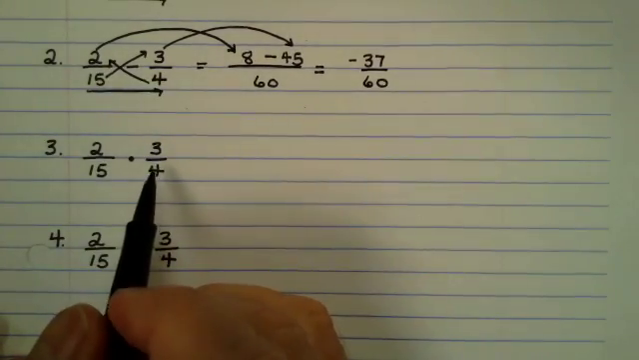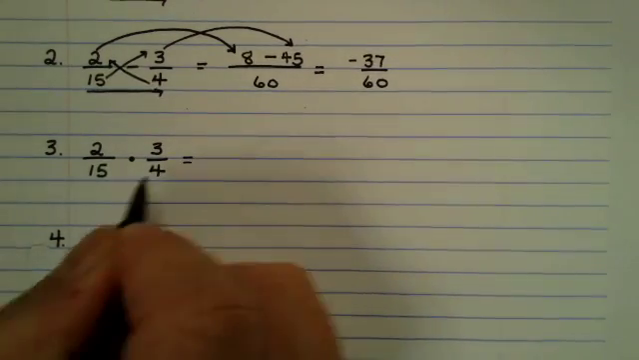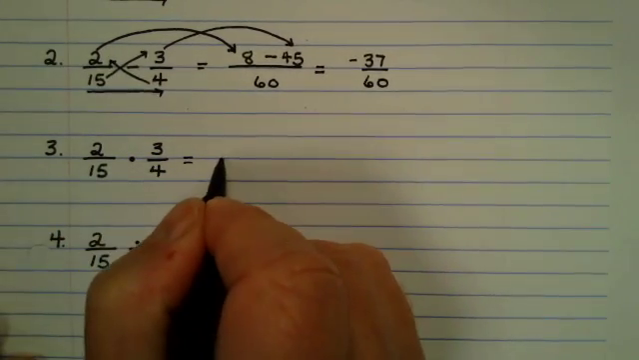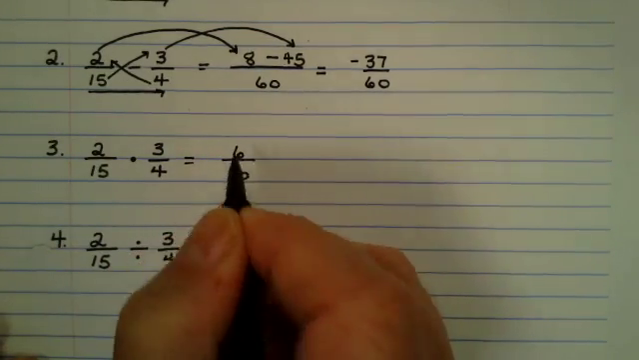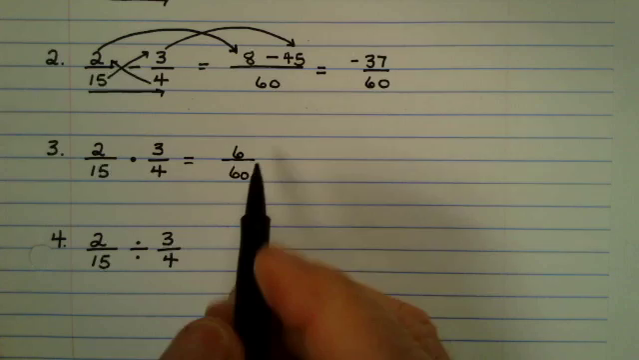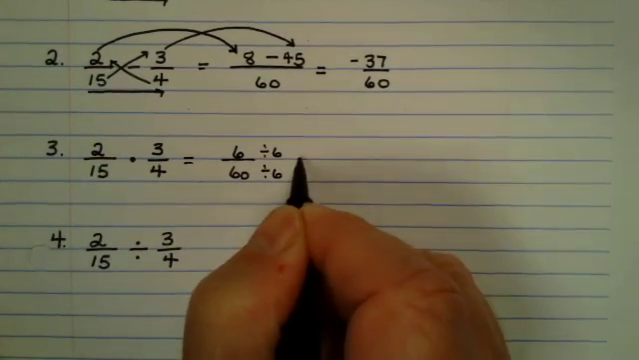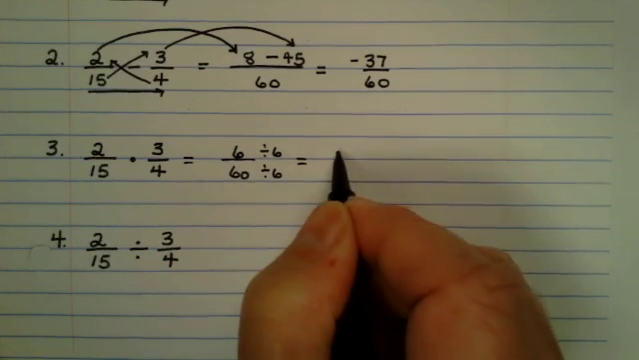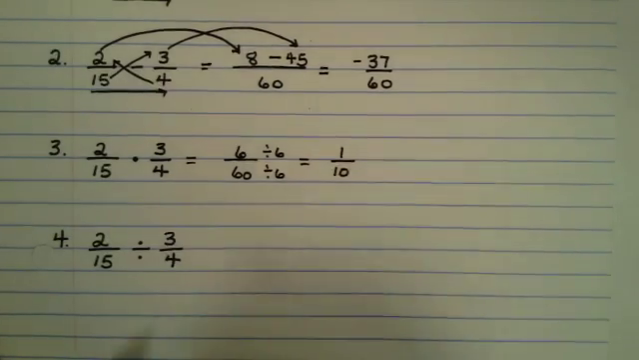Multiplying fractions is really easy. You need to multiply the top numbers together, multiply the bottom numbers together. 15 times 4 is 60, and 2 times 3 is 6. Remember, all fractions have to be put in lowest terms. What's the biggest number that will go into 6 and 60? That will be 6. Divide the top and the bottom by 6. 6 divided by 6 is 1. 60 divided by 6 is 10.